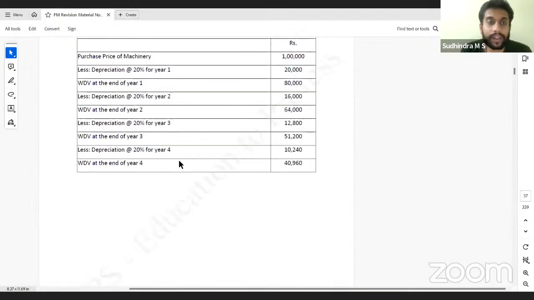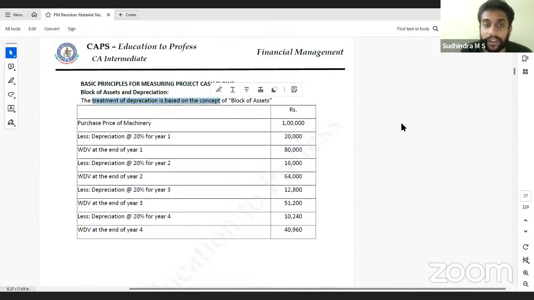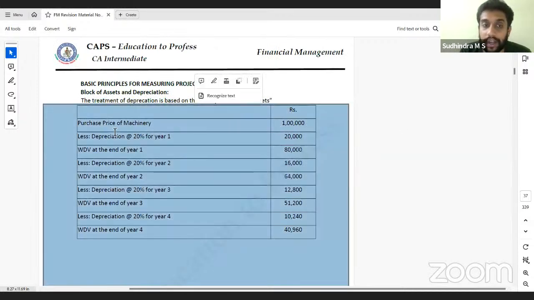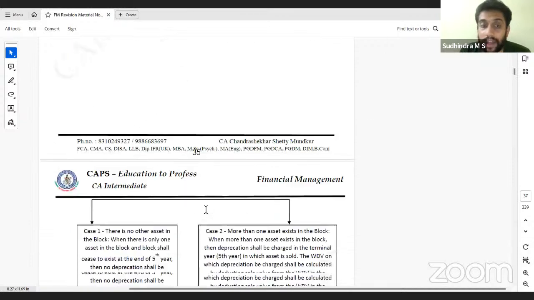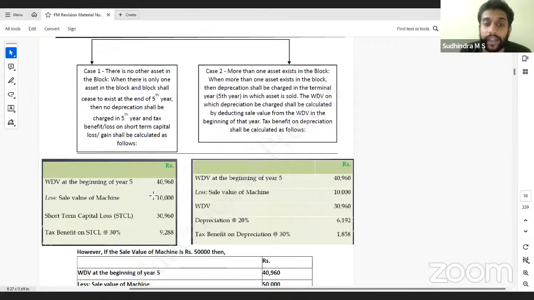If required, we have an example here. We'll look into this. Treatment of depreciation. See, the purchase price of the machinery. Depreciation at 20% for year 1, WDV 20% for year 2, and so on till year 4. So WDV at the end of year 4 is 40,960. Now, if the asset is sold at 10,000 rupees and the block does not exist, then 30,960 is the short-term capital loss. WDV still exists, right?